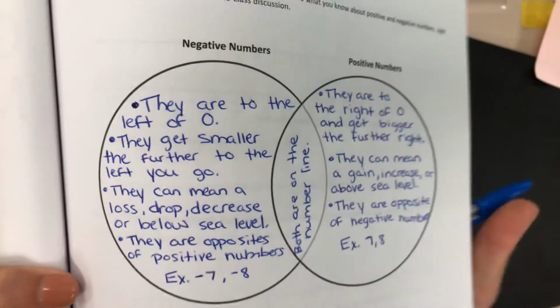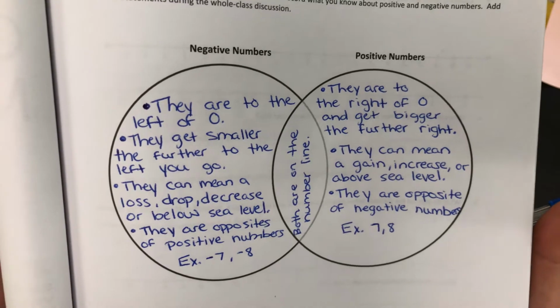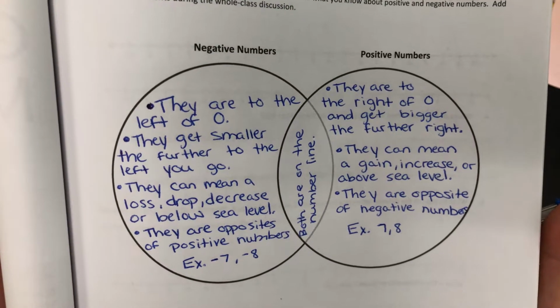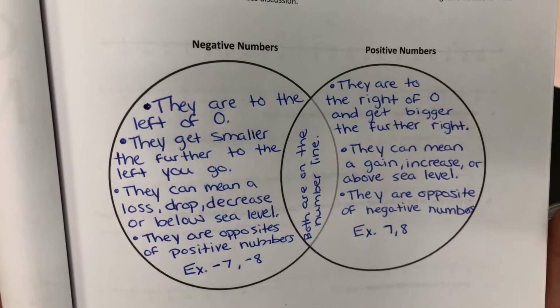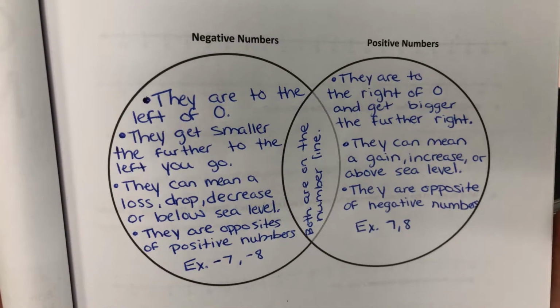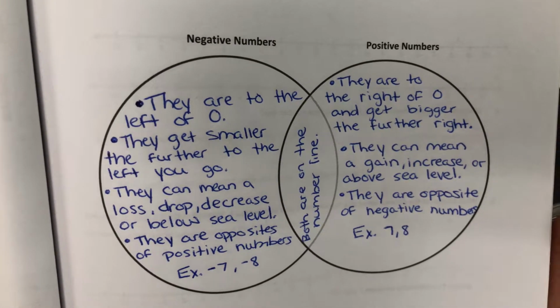Okay, so negative numbers, they are to the left of 0. They get smaller the further they go to the left. They can mean a loss, drop, decrease, or below sea level. They are opposites of positive numbers, and some examples, -7 and -8.